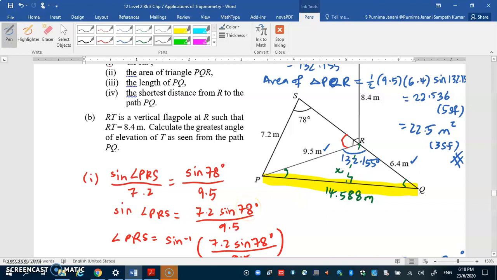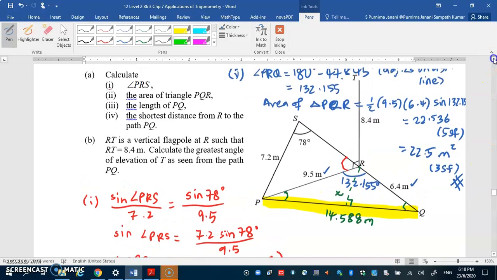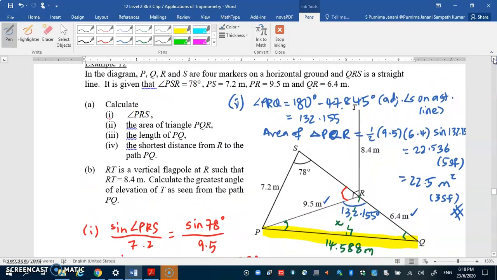Alrighty, let's cover the last part, part B. Now, in this case, this is the 3D part that we need you to visualize. So, let's read the question first. RT is a vertical flagpole at R such that RT is 8.4 meters. So, the length of this whole thing is 8.4 meters. Calculate the greatest angle of elevation of T from the path PQ.